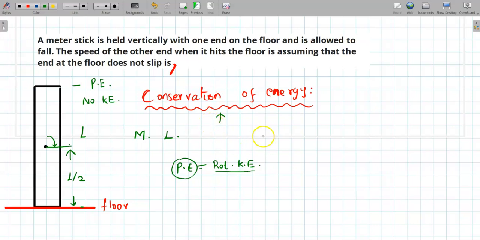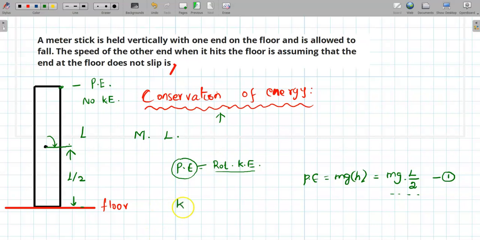The initial potential energy of the stick relative to the horizontal portion of the floor is mgh. Here the height from the ground to the middle is L by 2. So this is the equation for the potential energy. Now when this end of the stick hits the floor, all of this potential energy will have been converted into rotational kinetic energy.